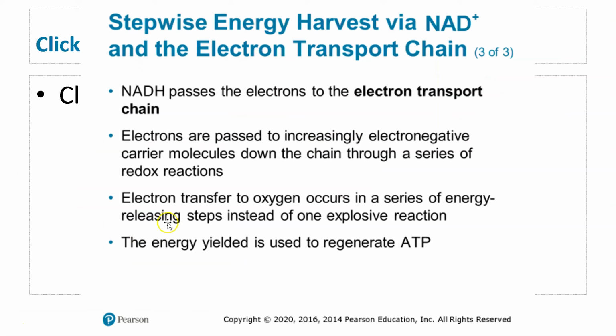So electrons transfer to oxygen in a stepwise process. They are passed along, it's a chain, and we'll see this down the road a little bit. So oxygen has to be waiting. Oxygen is the final electron acceptor, and the energy yielded is used to generate ATP.